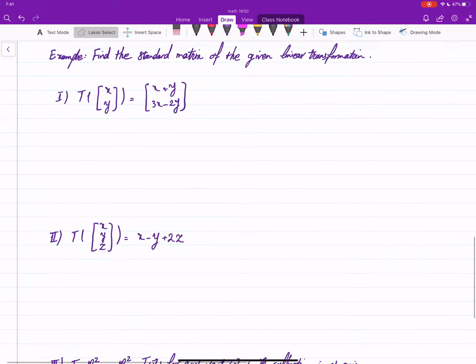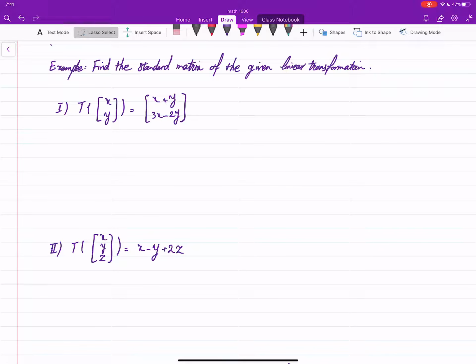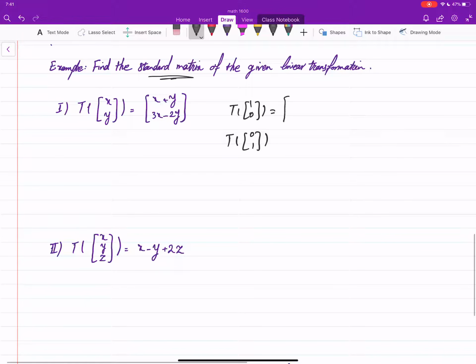I have some examples. Okay, T goes from R2 to R2. We want to find the standard matrix. What do we do? Here, we find T of e1. e1 is 1, 0. And then we find T of e2, which is 0, 1. Let's see, what is T of 1, 0? So x is 1, y is 0. This will be 1 plus 0, 3 times 1 minus 2 times 0. This is 1, 3.